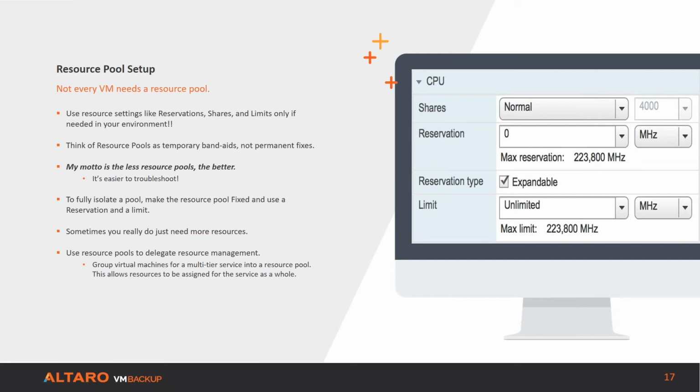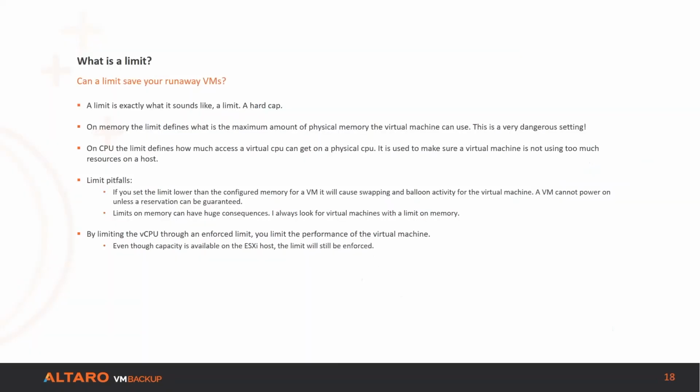That's the big benefit of them. I mentioned earlier, can you mix your prod stuff with your test stuff? And the answer is yes. So if you have a prod resource pool, you can go through and you can have your test stuff. So you have a limit. So what is a limit? We talked about reservations. Now what is a limit? A limit is exactly what it sounds like. It's a hard cap. You're not going to be able to use any more than that.